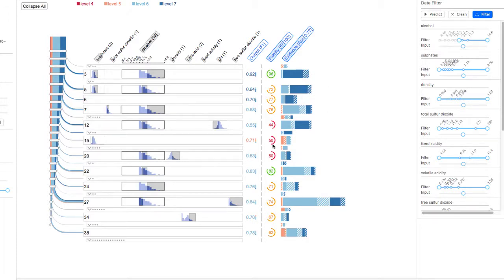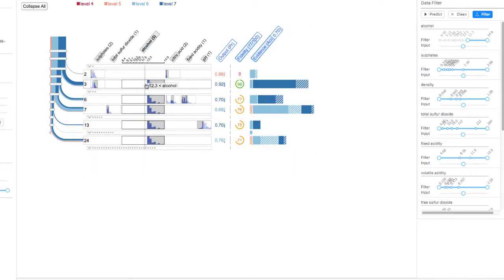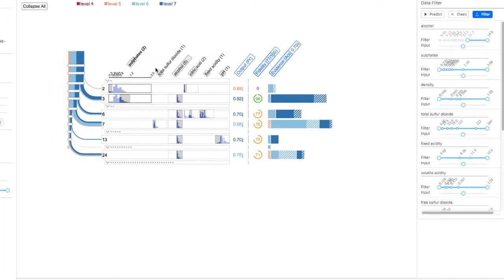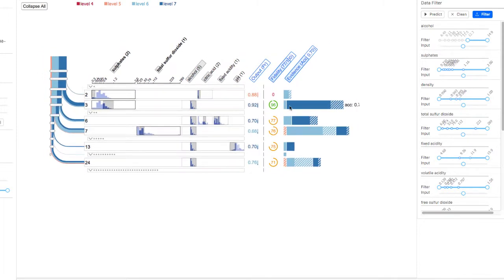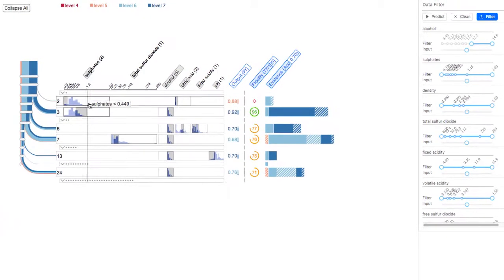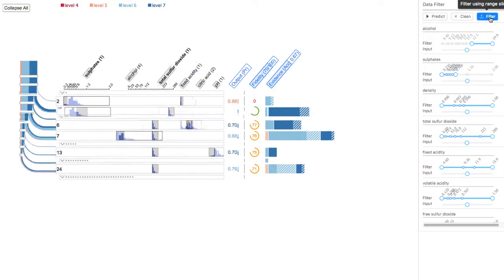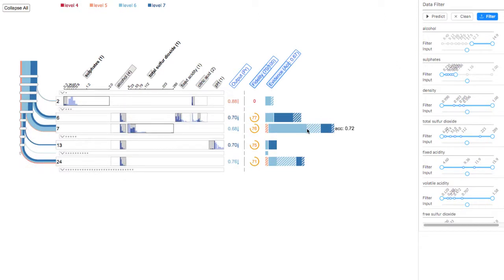Next, we want to see if there is any knowledge the model applies to differentiate level 6 and level 7. We find Rule 3 and Rule 7 have similar conditions but different consequents. Both of them use alcohol larger than 12 as a condition, but Rule 3 uses sulfates as another condition, while Rule 7 uses sulfur dioxide. These two rules show that for wines with high alcohol, low sulfates and medium sulfur dioxide are more likely to be classified as normal good wine rather than pretty good wine.